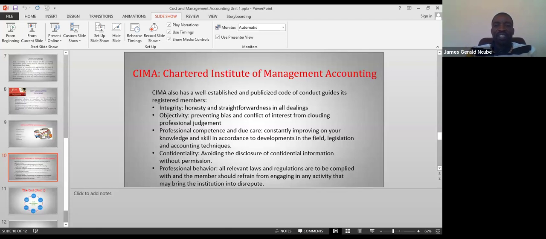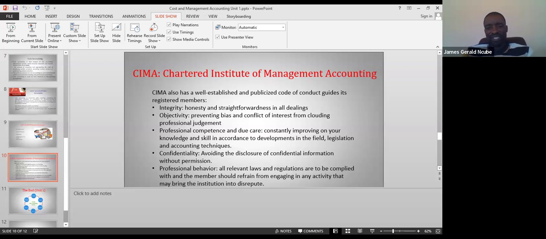Objectivity, that's another code of conduct. They must be objective and not be biased in their dealings, in their operation. So objectivity prevents bias and conflict of interest from clouding their professional judgment. Objectivity is very critical. Their views and their dealings must not be biased. Once they are biased, then the whole purpose of accounting and reporting would have been defeated.